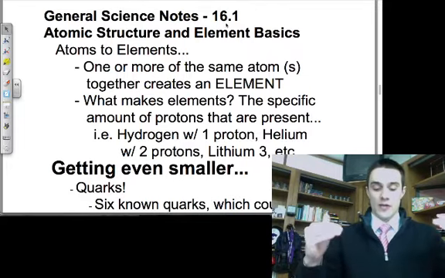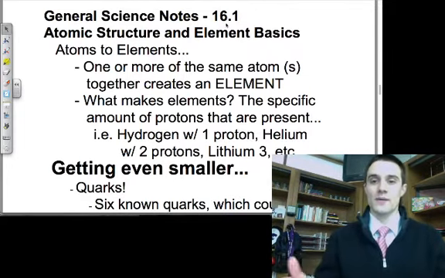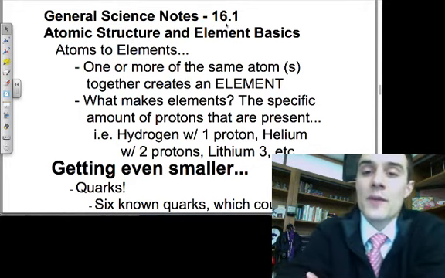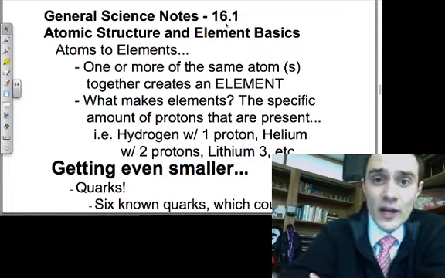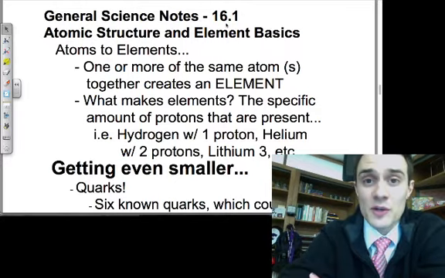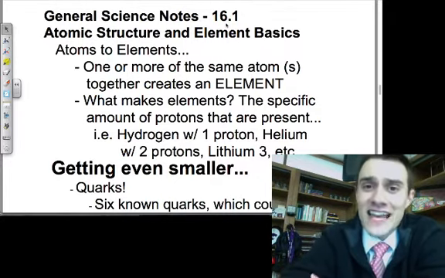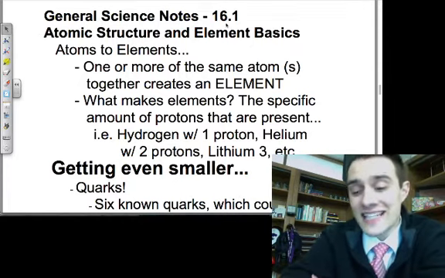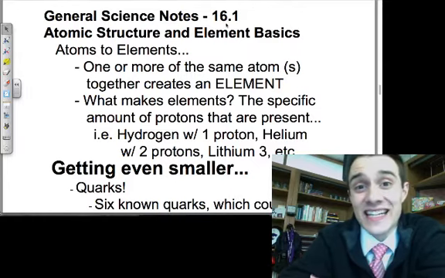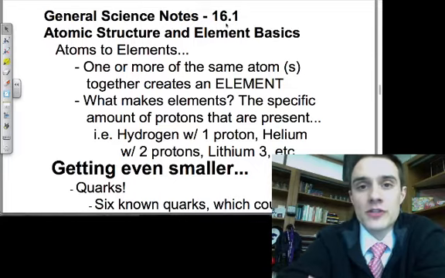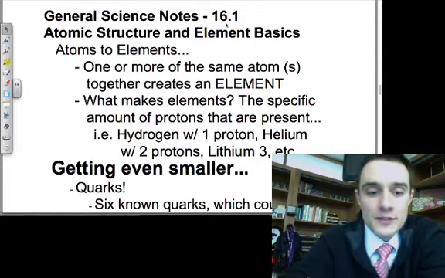Atoms to elements. Anytime we have one or more of the same atom, it's referred to as being an element. And again, we've got a specific amount of protons in each of these different elements that give them their special characteristics and traits. Because oxygen has 8 protons and 8 electrons, it's different than nitrogen, which only has 7 protons and 7 electrons. It's different than chlorine, which has 9 protons, 9 electrons. So it's the number of protons and electrons that give these elements their specific and specialized traits.